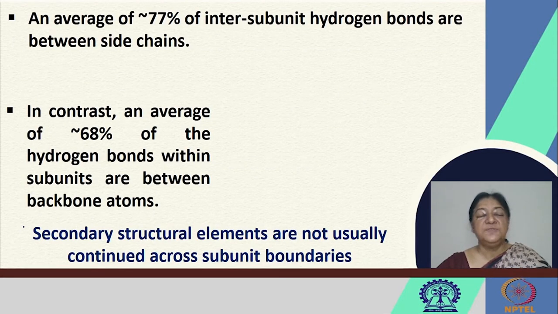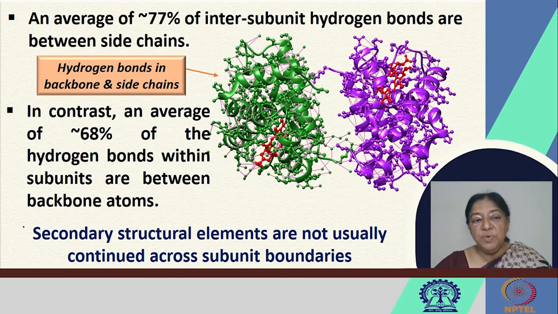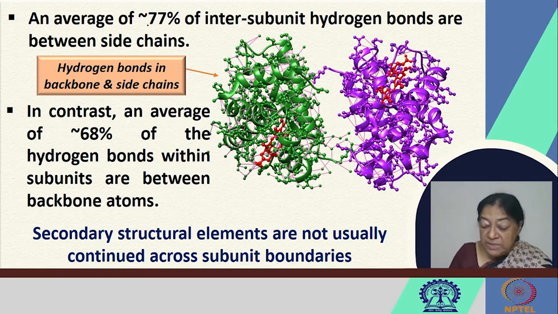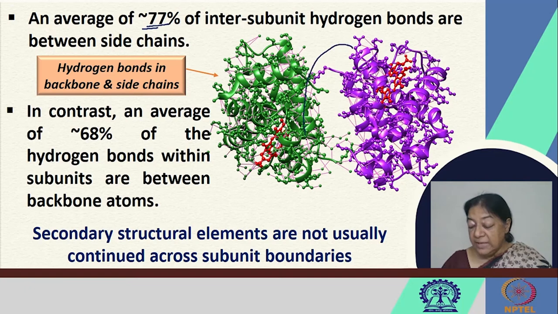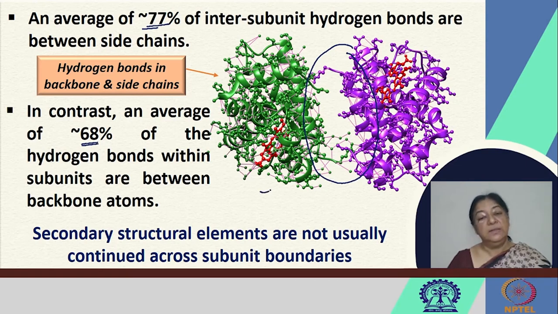What we have is approximately 77% of intersubunit hydrogen bonds found between side chains. However, an average of about 68% of the hydrogen bonds found within subunits are between the backbone atoms. So if we look at the hydrogen bonds in the backbone and the side chains, we have approximately 77% that are of the intersubunit type. In contrast, we have 68% that are within the backbone atoms. The secondary structure elements considered here are usually not continued over subunit boundaries, so they are confined within the specific subunit that they occur in.